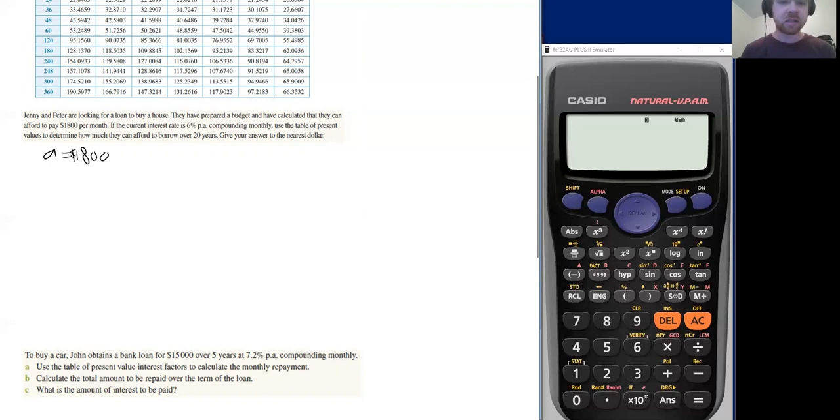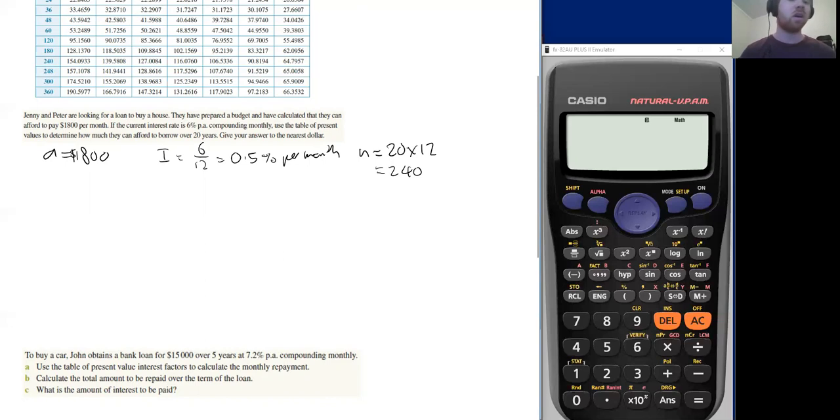The current interest rate is 6% per annum, compounding monthly. So straight away, I can go, 6% per year? I need to convert it to month. I can say the interest is 6 divided by 12, which is going to be 0.5% per month. Again, you can just write that down. As soon as you read that, that's a relevant piece of information. You can write that down. We're using the table, how much can they borrow over 20 years? So if it's per month, the number of periods is going to be 20 times 12, which is going to be 240 months.